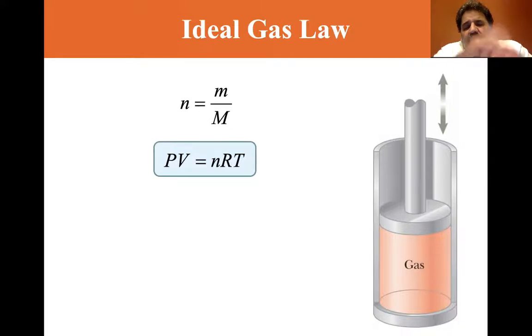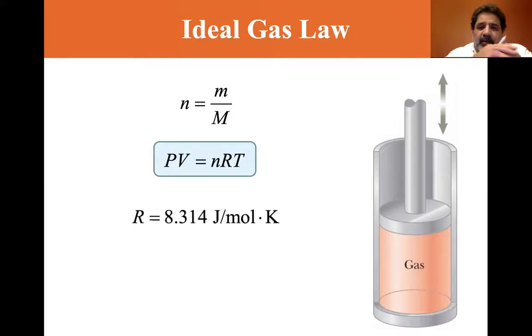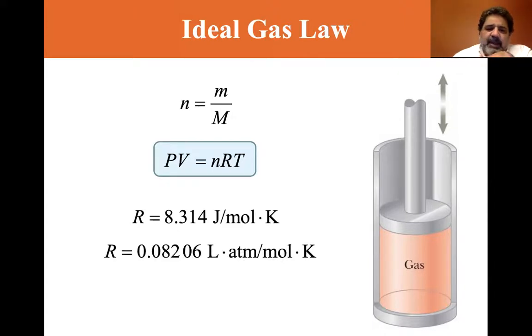So you'll see this relationship. If pressure goes up, then the temperature will go up. If the volume decreases, the temperature has to decrease. You'll see the relationship there in the ideal gas law. PV equals nRT. And the R here, as we discussed, is 8.314 joules per mole Kelvin. It's also 0.08206 liter atmospheres per mole Kelvin.